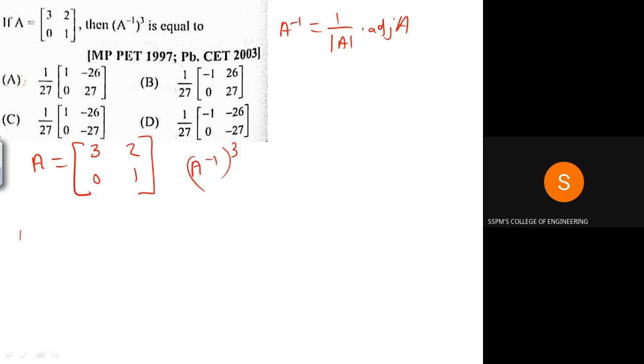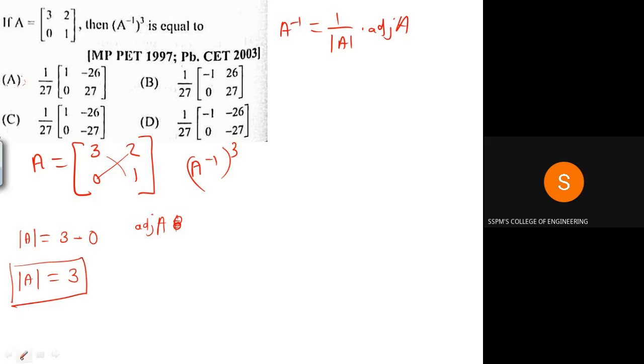So what is determinant of A? Determinant of A is equal to 3 into 1, it is 3, minus 2 into 0. 2 into 0, it is 0. So determinant of A is equal to what? It is 3. Now we will find adjoint of A. Okay. Adjoint of A we will find.